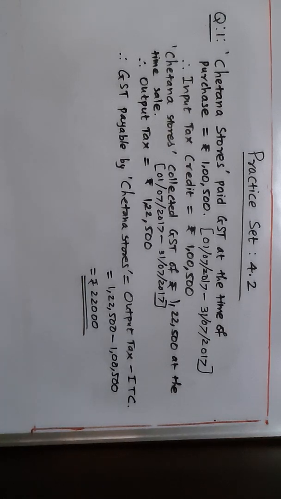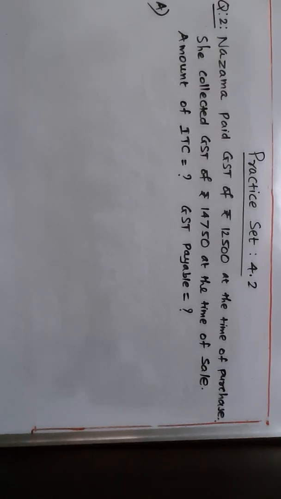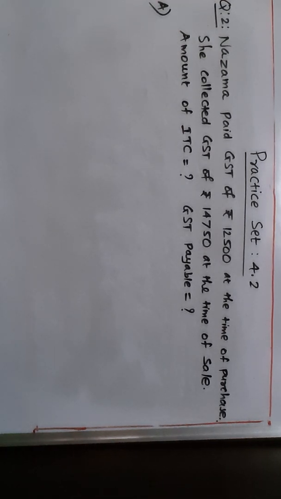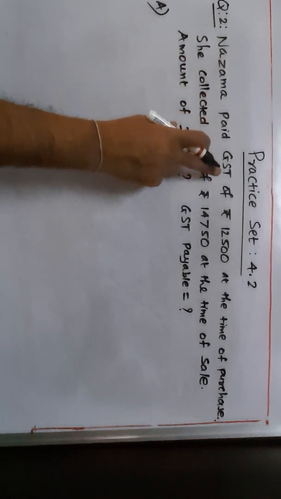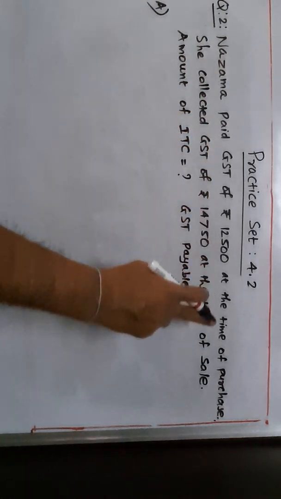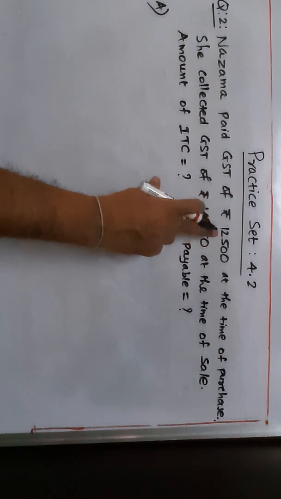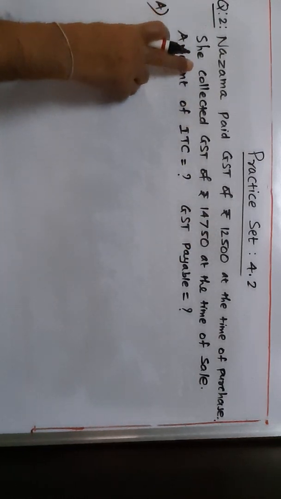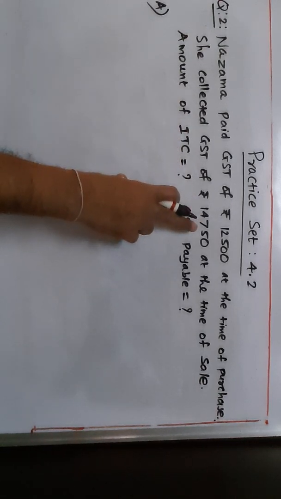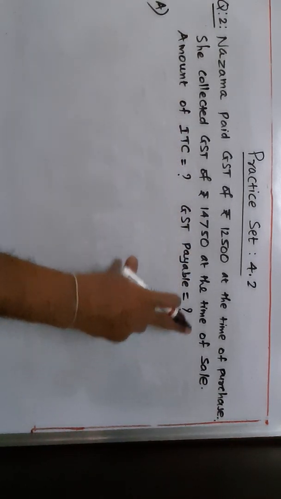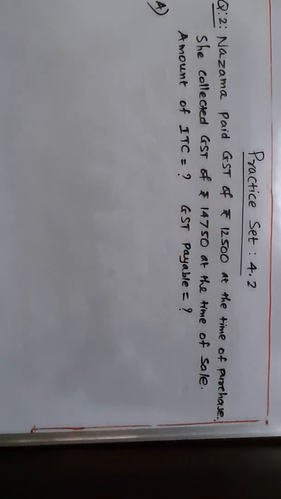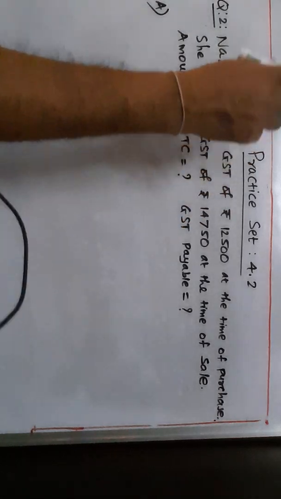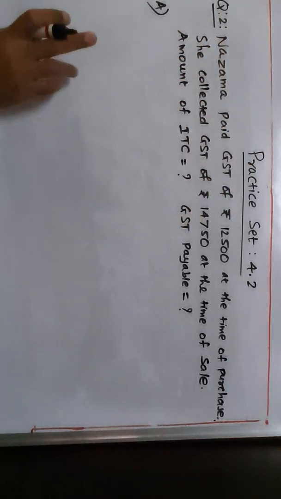Very simple. Now I am writing the second sum. So students, I am writing the question in short. Nazma is a proprietor of a firm. She paid GST of rupees 12,500 at the time of purchase. When she purchased some goods, she paid GST 12,500. Then when she sold the goods, she collected GST of 14,750 rupees at the time of sale. From the customer, she collected GST. These are GST figures only, not any price of the goods. She paid to the manufacturer and she collected from the customers.